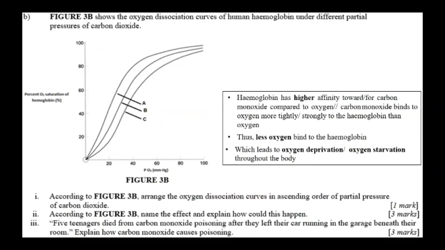B. Figure 3b shows the oxygen dissociation curves of human hemoglobin under different partial pressure of carbon dioxide. According to figure 3b, arrange the oxygen dissociation curves in ascending order of partial pressure of carbon dioxide. Ascending order, which means from low to high partial pressure of carbon dioxide. So the arrangement will be A, B, C.